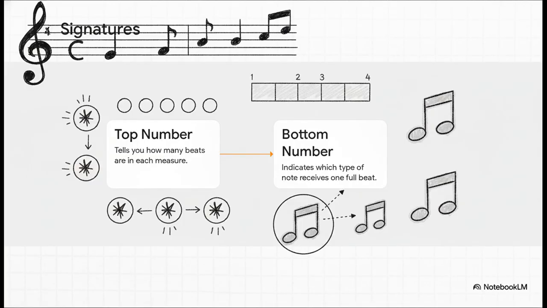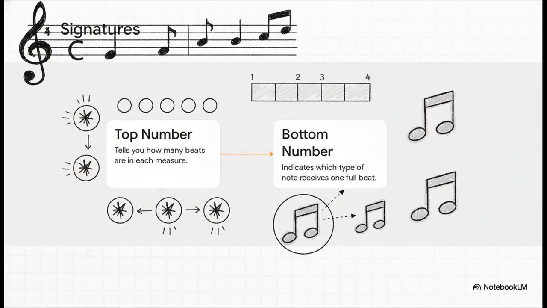Now, to keep everything organized, music is divided into these little sections called measures. The time signature you see at the beginning tells us how to count them. Let's take the most common one, 4/4. It looks like a math fraction, but it's way easier. The top number, the 4, tells you that there are 4 beats in every single measure. The bottom number tells you what kind of note gets 1 beat.